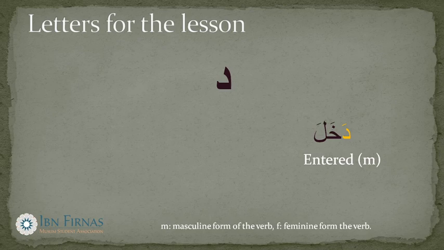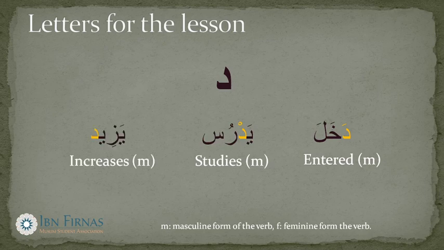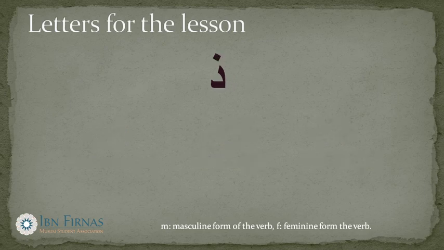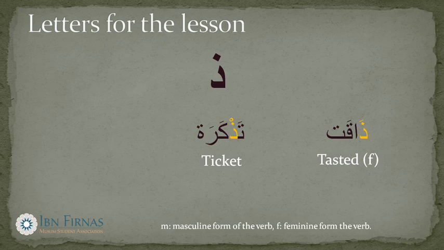And then the dal, at the beginning it looks like this, not attached to anything, so it doesn't change. دخل, entered, masculine form. يدرس, studies, masculine form. And finally, at the end, it looks like this, and it's يزيد, increases, masculine form. And last but not least, the ذال, ذاقت, tasted, feminine form. تذكرة, ticket. لذيذ, delicious.